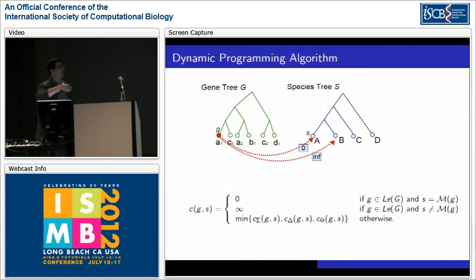And this is how you initialize that table. So you'll end up doing a nested post-order traversal. So it's a bottom-up algorithm. You go from the leaf to the top.